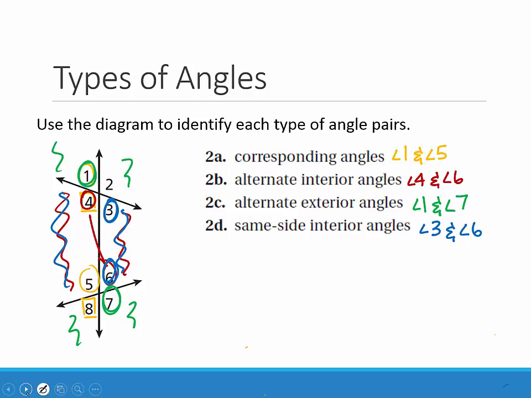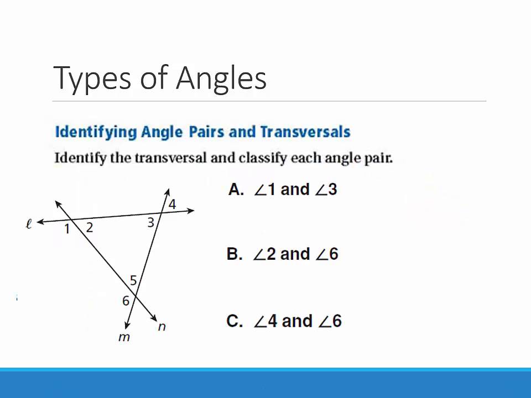So hopefully this hasn't been too bad, but these are going to be the hardest ones on there. When you have something that looks like this with three lines that all cross each other, it's a little harder to pick out what the transversal is. So we're going to identify the transversal first and then classify each angle pair.